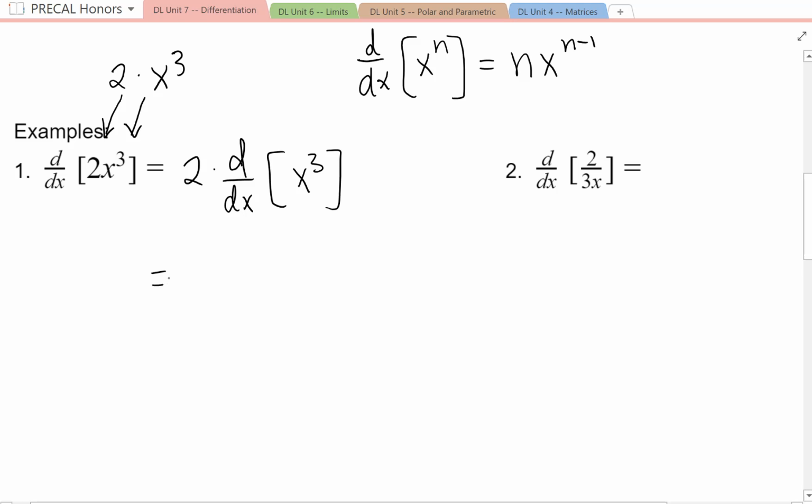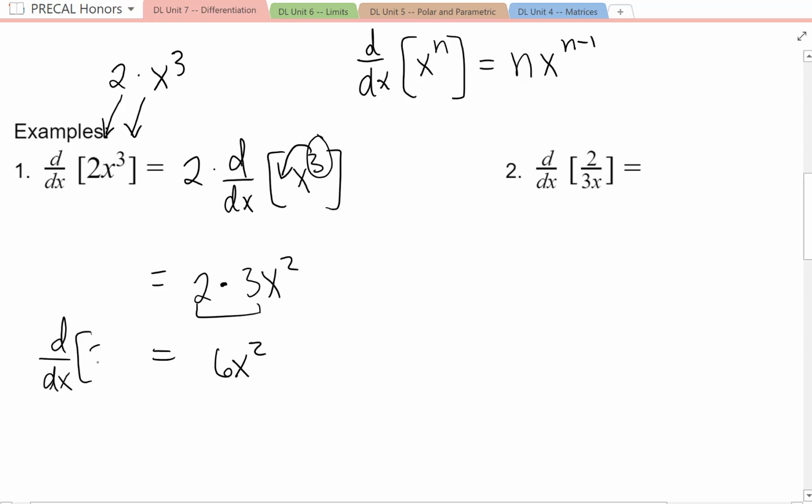The derivative of 2x cubed is 2 times the derivative of x cubed. 3 is your power, so 3 is n. Pop down the 3 to be the coefficient of x, times x to the 3 minus 1, which is 2. Multiply your coefficients: 2 times 3 is 6, x squared. And that is the derivative of 2x cubed.